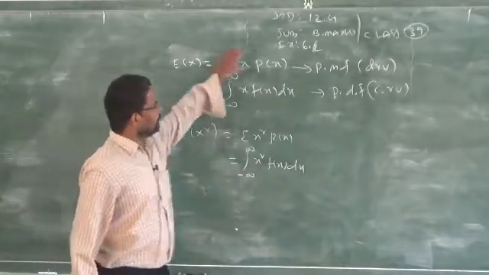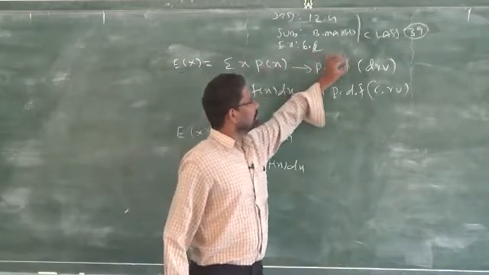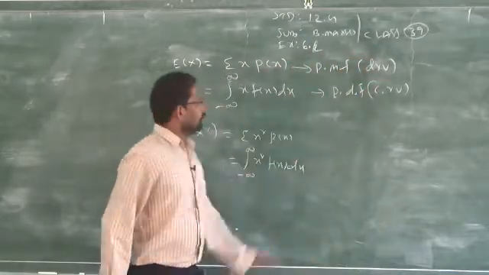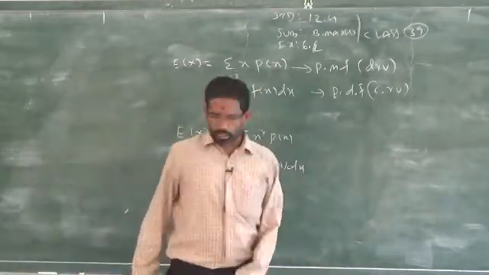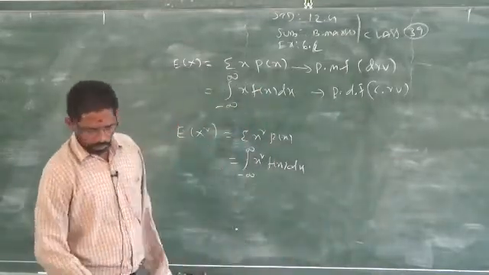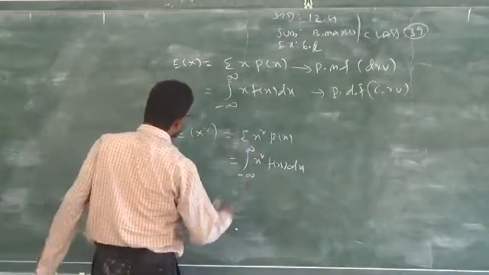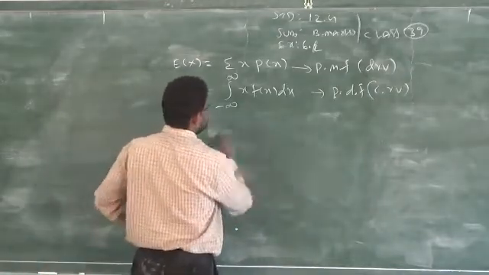So this is for PMF, probability mass function, that is discrete random variable. The second formula is for the probability density function. It is suitable for what? Continuous random variable. So this is very simple. We will go straight away.